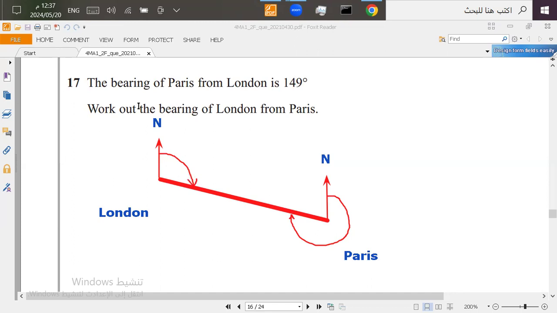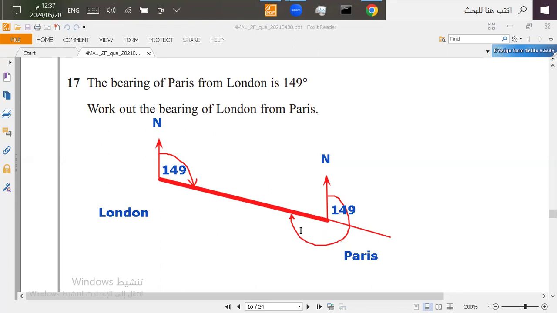So this one is 149. As they said, this one is 149. They need the other bearing. Now, the rule says what? If you have a bearing here, this one is going to be a straight line, and this 149 is the same as this 149. Why is that? Because they are corresponding angles. They make the letter F together.